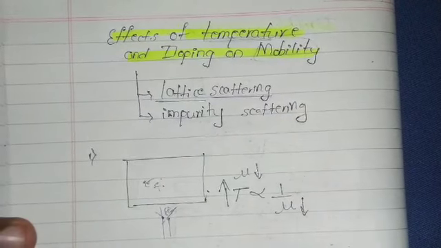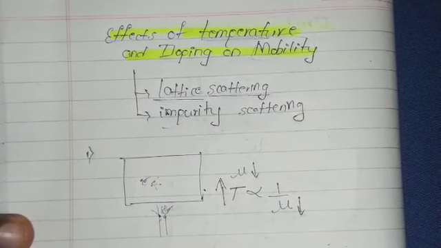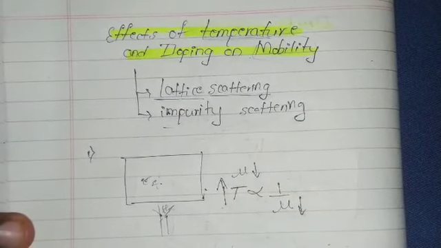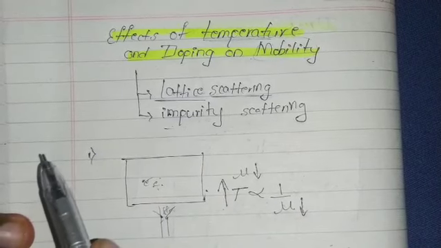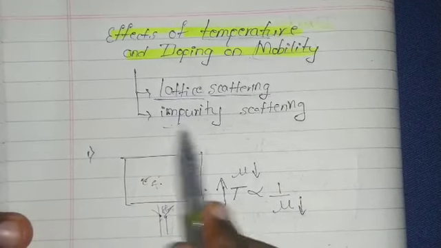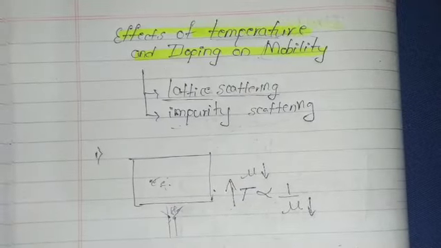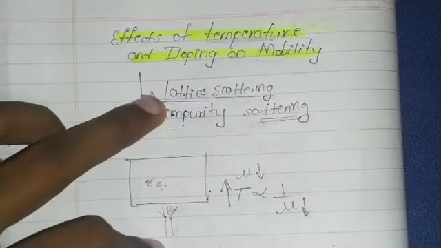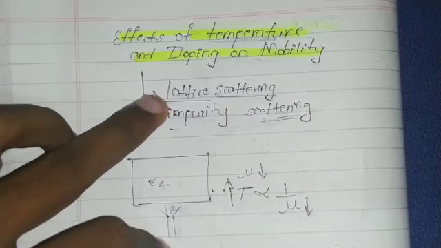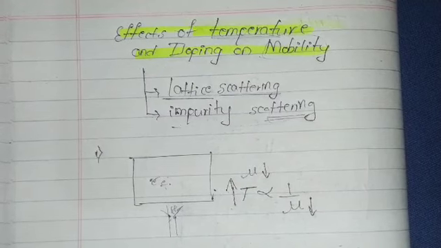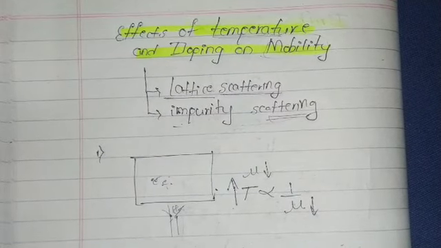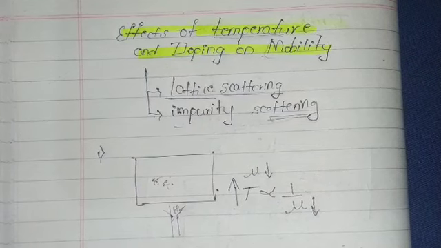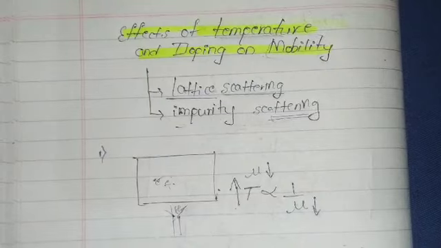And now let's see the impurity scattering. Lattice scattering is mainly at the higher temperature. But if we consider impurity scattering, this comes in the lower temperature. At lower temperature, impurity scattering is dominant when compared to lattice scattering. So impurity scattering means the scattering due to crystal defects or any impurity atoms, the collision with the impurity atoms. That one is the impurity scattering.